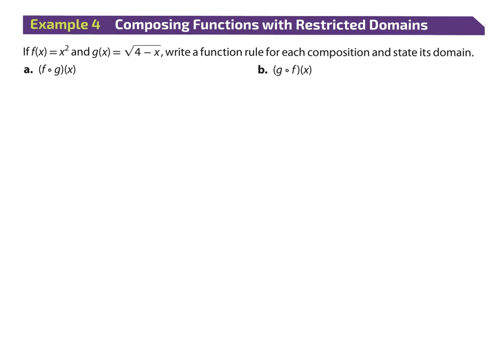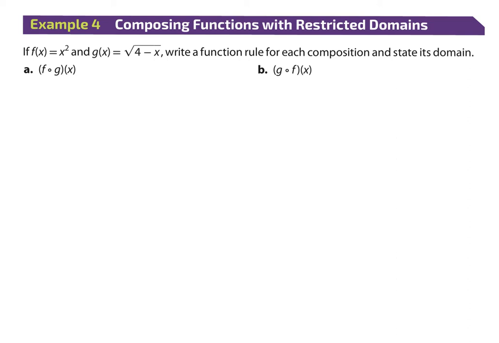So let's try this example here. These have restricted domains, all right? This is example 4 on page 48. Composition of f of g. F is x squared. G is the square root of 4 minus x. Do I have any limitations on these two functions that may affect my new function? Yes. G has a limitation.